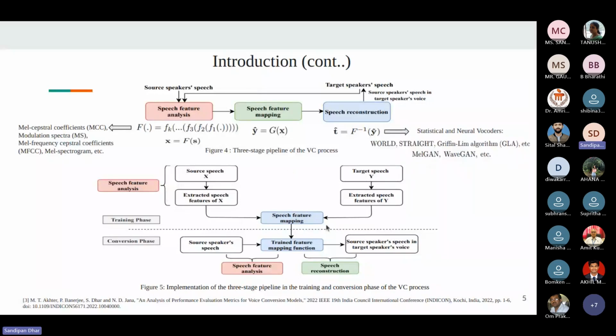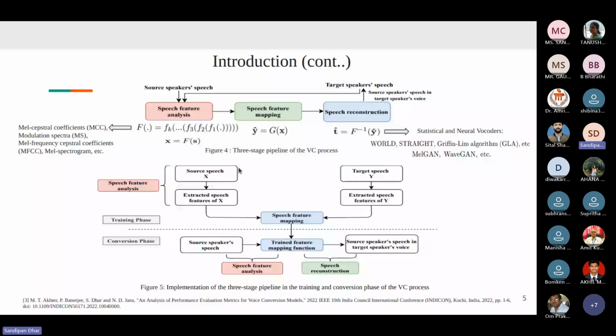Now, the three-stage mechanism is carried out in two steps. One is the training and the other is the inference stage. As you can see over here, in the training phase, we train the model, that is function G. After it gets trained, in the conversion phase, the inference phase, given the new content of the source speaker speech, we can get the similar content, but in target speaker vocal features.